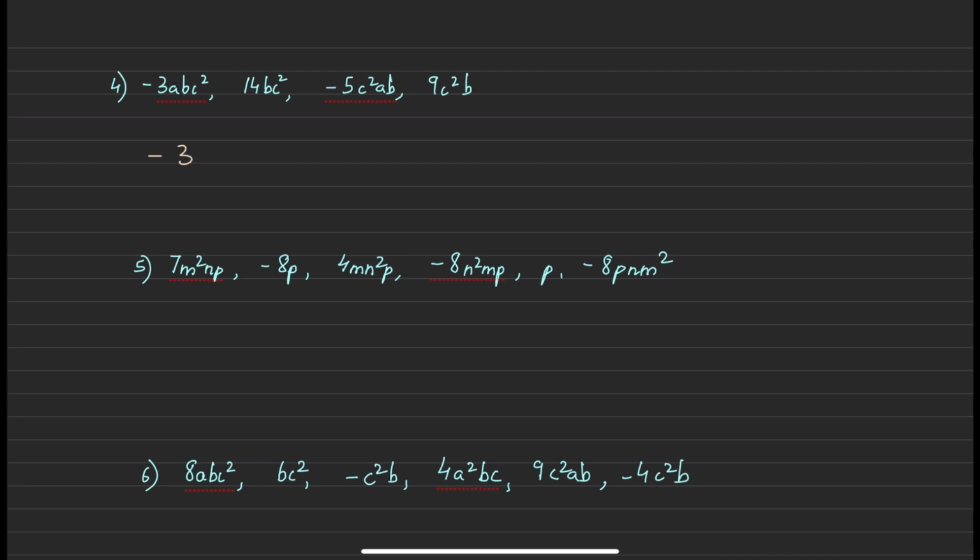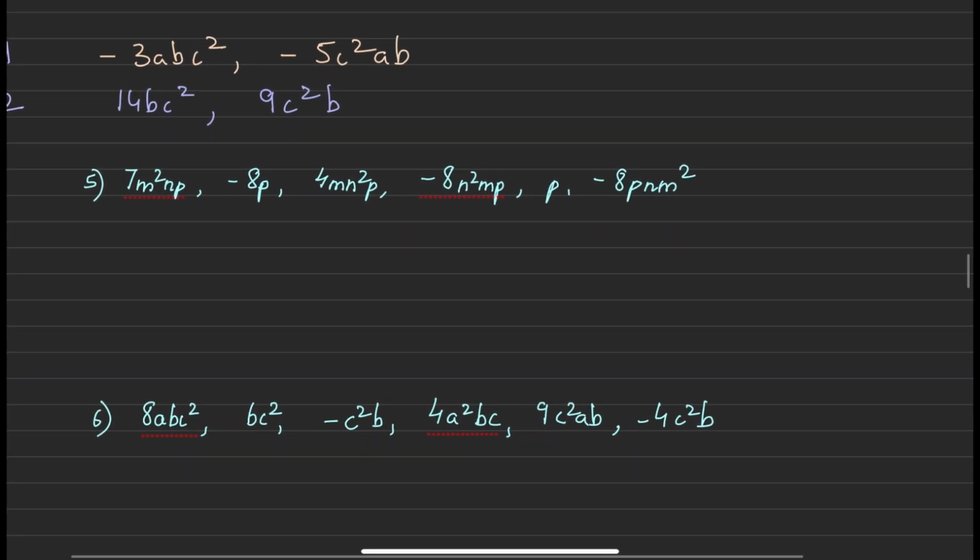Negative 3abc square, abc square, okay. Negative 5c square ab. Look at the number of a's and b's and c's, and it is the same. The arrangement is different. So group 1 is done. Group 2: 14bc square, 1b, 2 c's. 9c square b. Why? 1b and 2 c's. So this is group 1, this is group 2. We have brought all the like terms together.